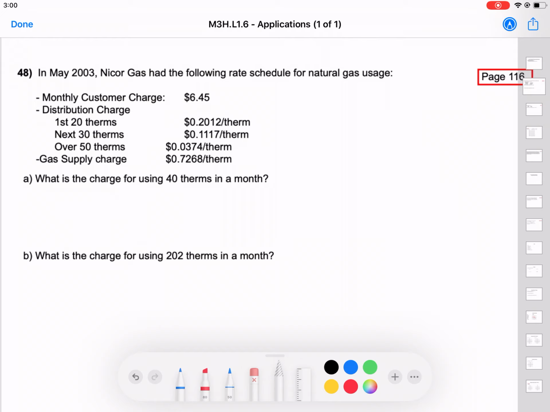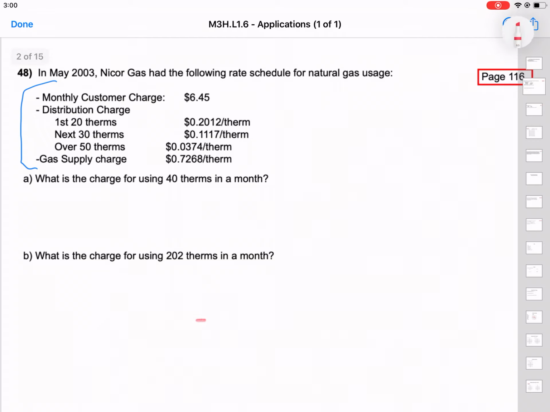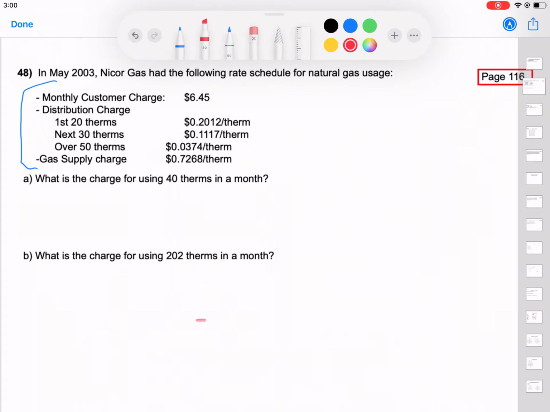This information right here in the middle is really the most important stuff. So this is the gas usage rate schedule for customers. And there are three portions of it. So you've got your monthly charge. We've got our monthly charge, customer charge, at $6.45 every month. We've also got the distribution charge, and then we have our gas supply charge.